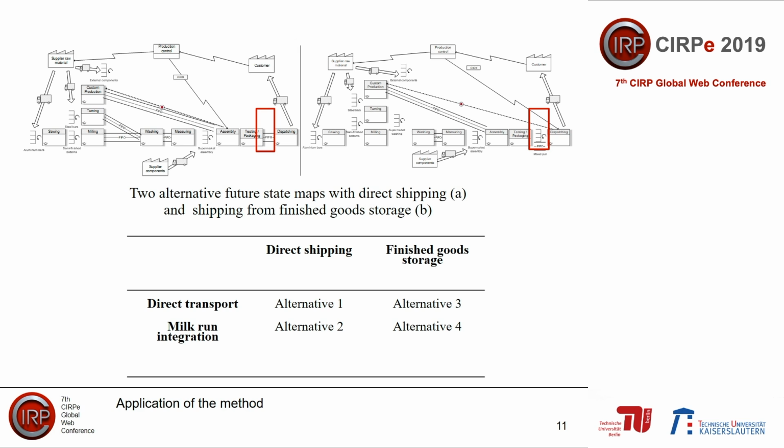The custom process and the assembly can either be linked via a direct transport, for example by using an automated guided vehicle, or by integrating the transport into an existing milk run system that we have in our production facility. Further design alternatives are possible in this example. To show the functionality of TOPSIS to you, only the resulting 4 alternatives are used. In the following, they are named according to the shown table.